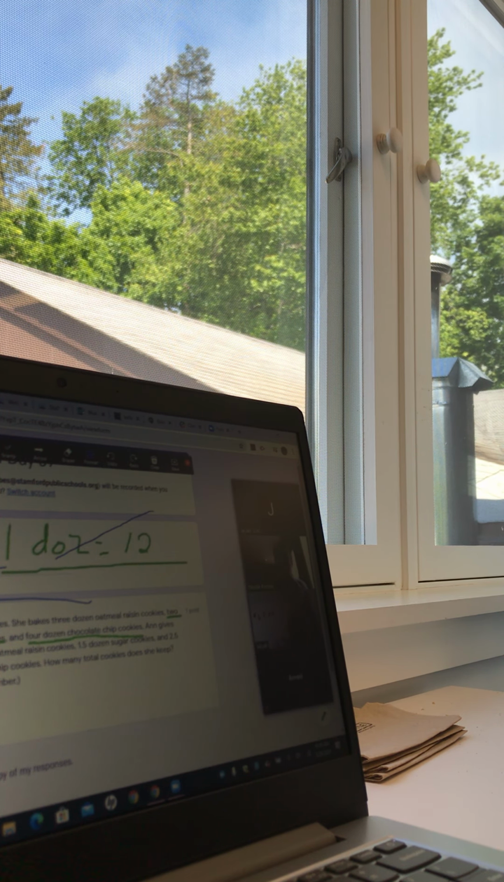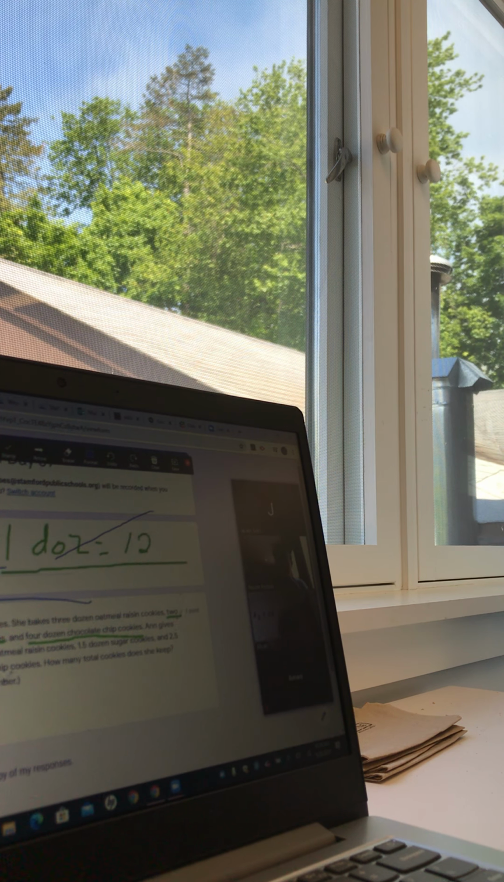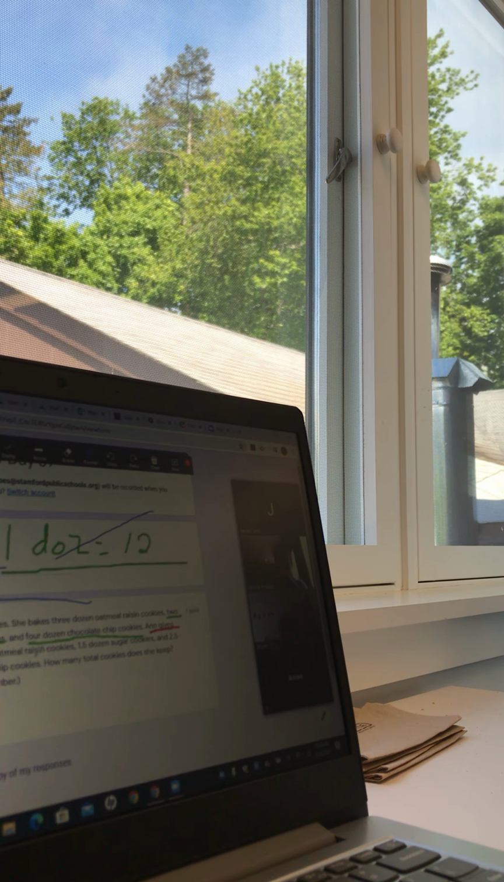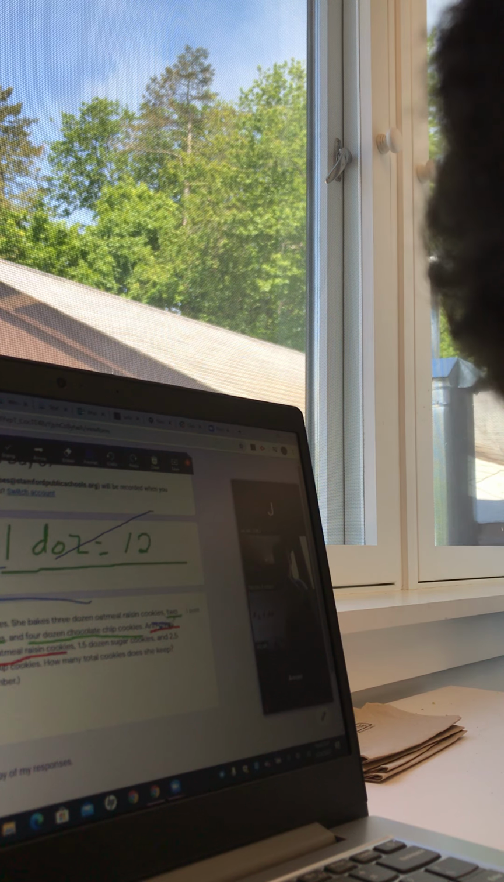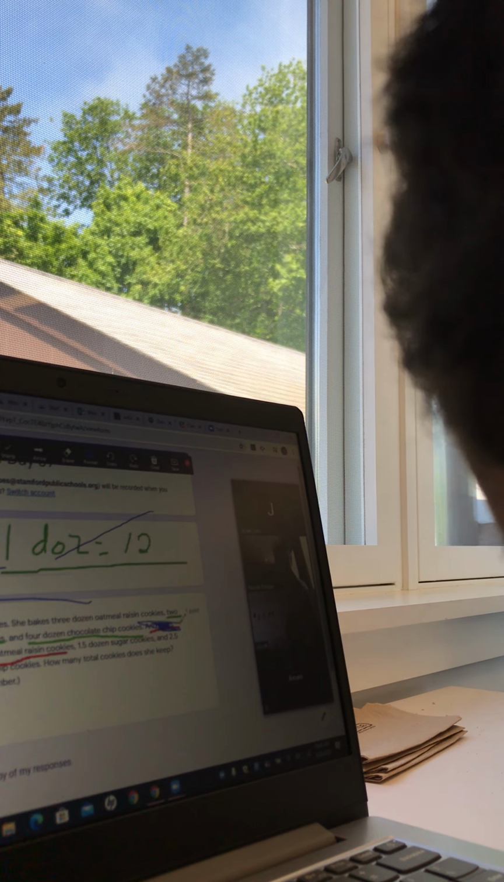Okay. So she's going to give away, if I change my color here, she's going to give away 2 dozen oatmeal. So here's our oatmeal. What's 2 dozen less?